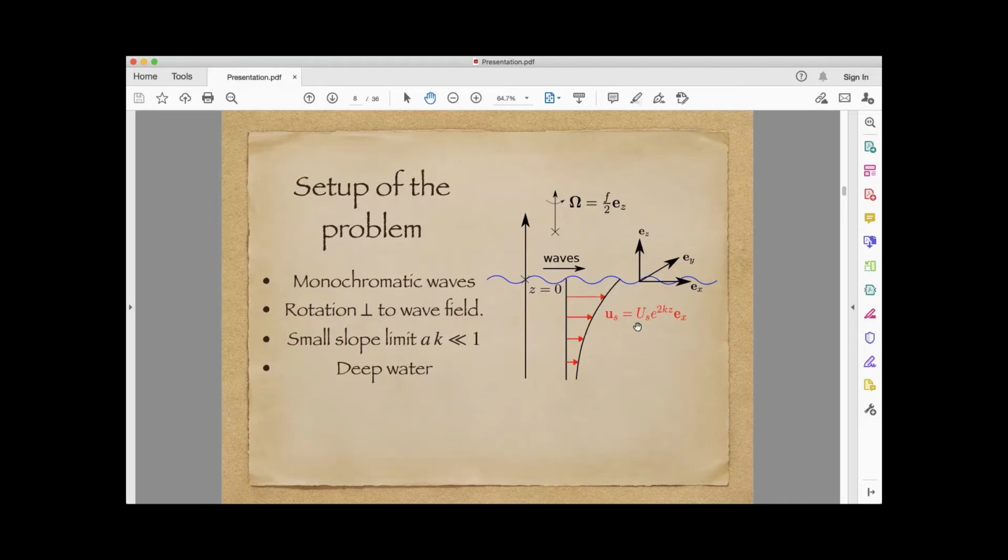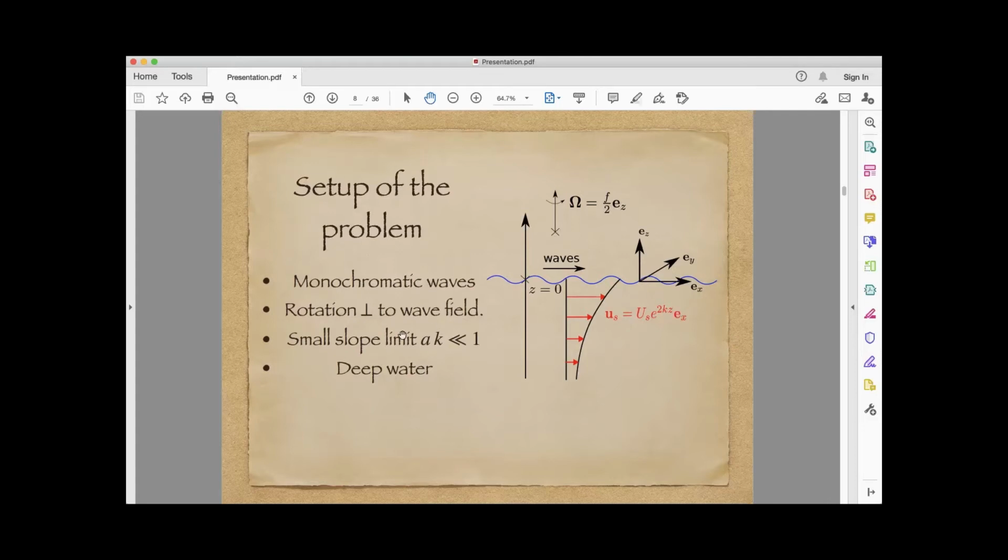Just one question. What is the k for the variation of the U_S with z? Yeah, thanks for the question. Sorry, I should have mentioned it here also. So, U_S is the velocity field associated with the Stokes drift, and this capital U_S is the amplitude times e to the power 2kz, and k is the wave number of the waves. So, it's just 2 pi by lambda.